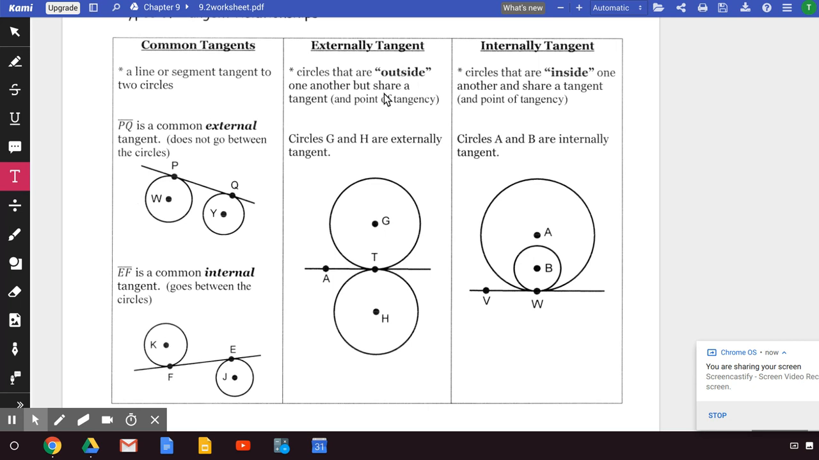Externally tangent circles are two circles that are outside one another, but they share a tangent and 1 point of tangency. It's kind of like a figure 8 here. These two circles, G and H, are sharing the point of tangency, point T. Whereas internally tangent circles are tangent, but one circle's inside the other. So circles A and B are internally tangent, and they share the point of tangency, W.